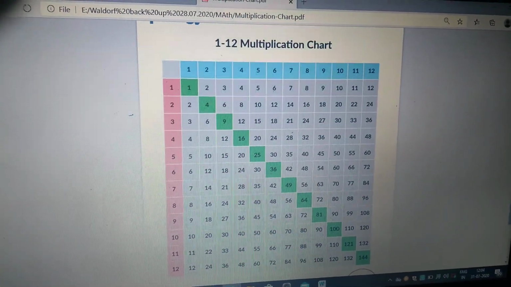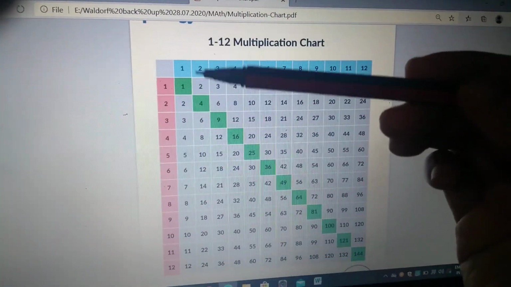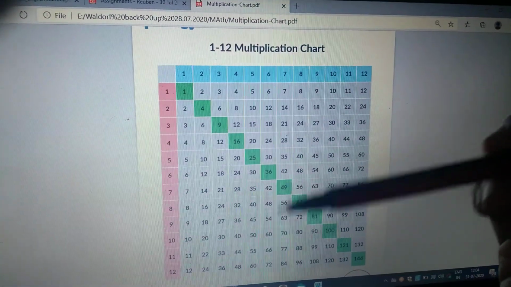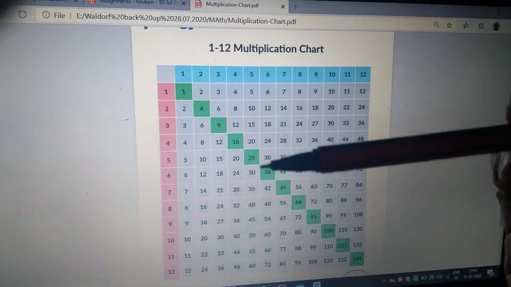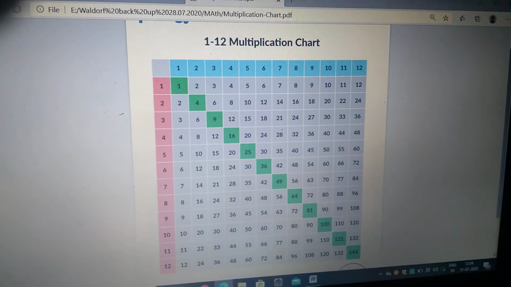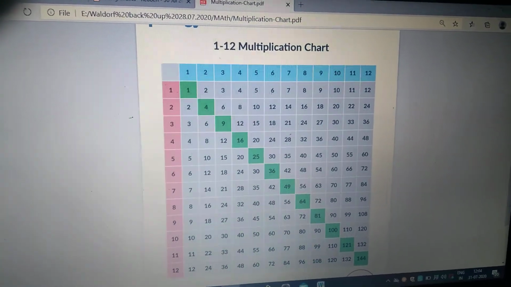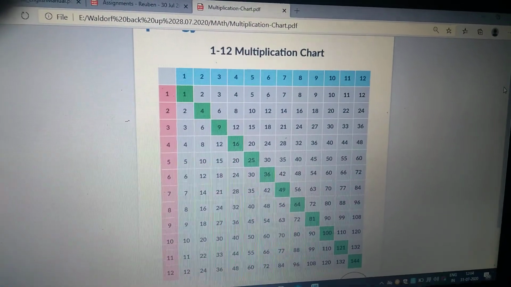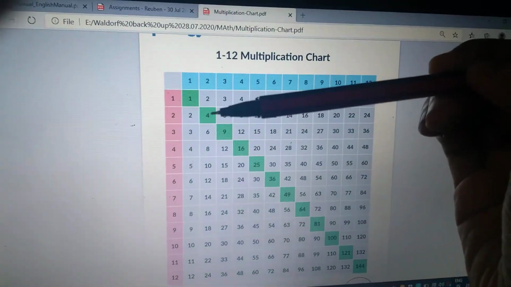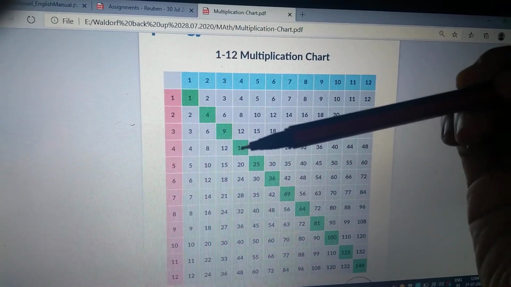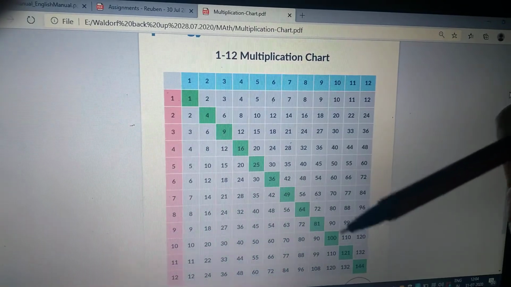Now you will notice a very interesting thing here, children, that all we have done is written the tables down up to 12. But what has revealed itself is the square times table. In a diagonal, the green boxes have the square times table. Okay, 1 times 1 is 1, 2 times 2 is 4, 3 times 3 is 9, 4 times 4 is 16, 5 times 5 is 25, 6 times 6 is 36, and so on till 12.